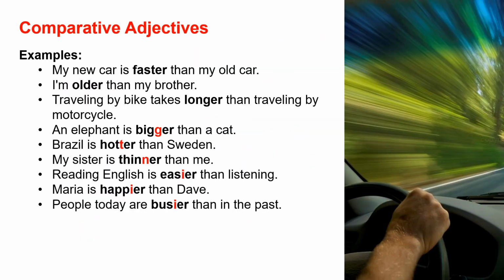Examples. My new car is faster than my old car. My new car, A. My old car, B. Faster than my old car. My new car is faster than my old car. I am older than my brother. So I, A, my brother, B. I'm older than my brother.